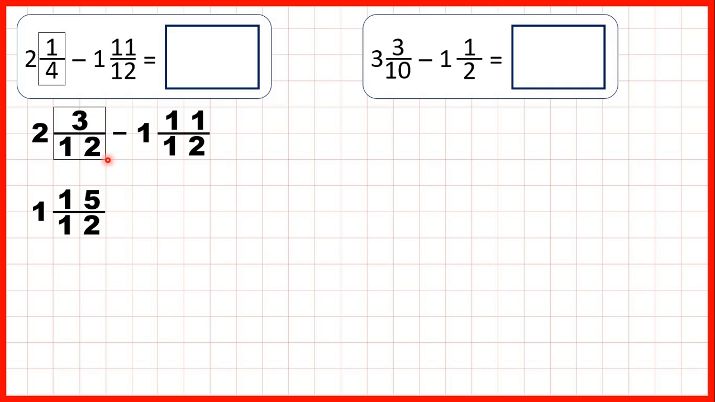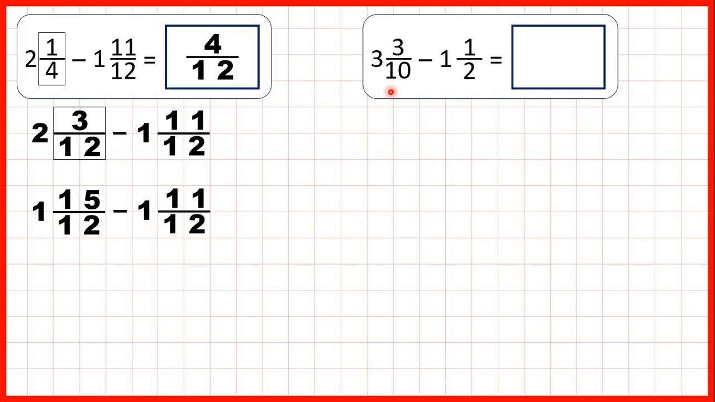as 2 and 3/12. But now we can subtract 1 and 11/12. 15/12 minus 11/12 is 4/12, and 1 minus 1 is nothing, so our answer is just 4/12.